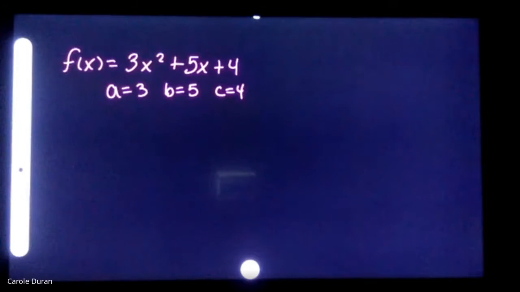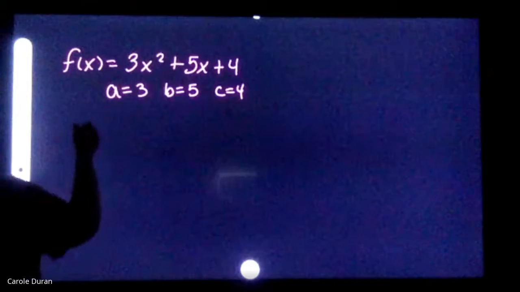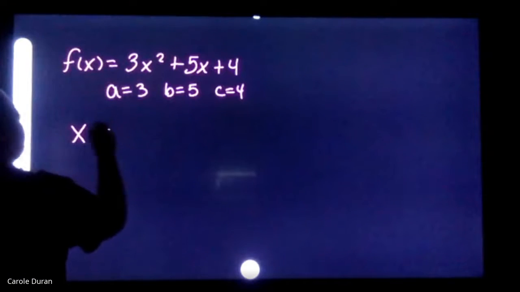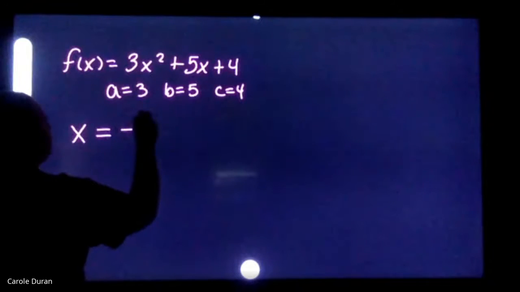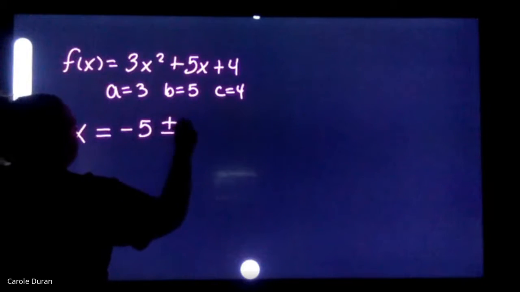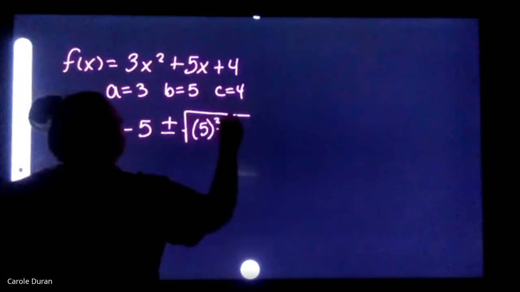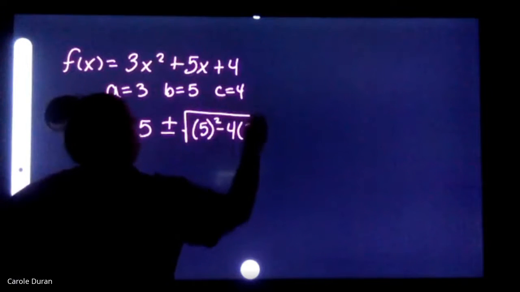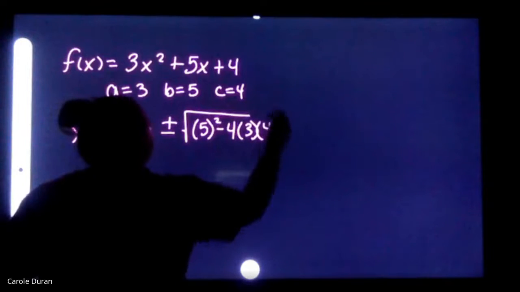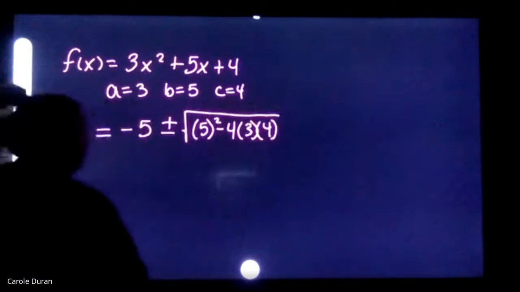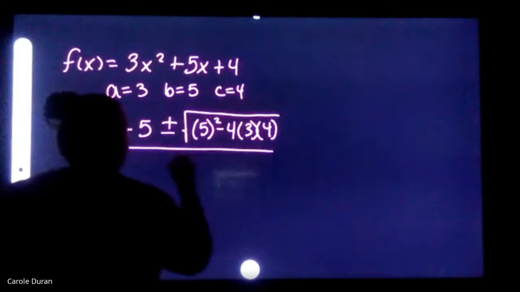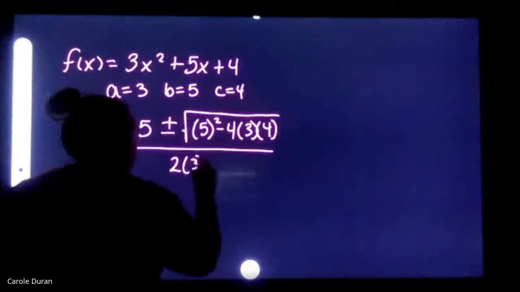So a is 3, b is 5, and c is 4, which now allows me to plug those values into my quadratic formula. So I have x equals negative 5 plus or minus the square root of 5 squared minus 4 times my a value of 3 times my c value of 4. That's all under the square root. All over 2 times my a value of 3.